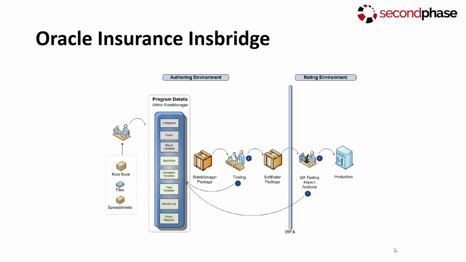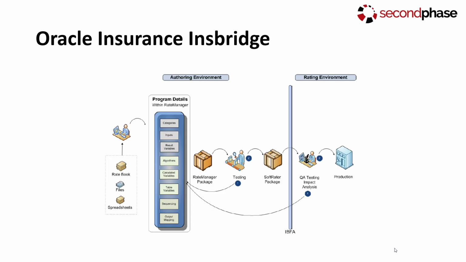All right, so this diagram here is just depicting the workflow of the rate management or rate creation programs and then being deployed into the various rating environments. So on your left-hand side, you have a business user or actuarial user designing or maintaining rates in the authoring environment, which is RateManager. And so they'd be creating categories and inputs and outputs and algorithms and various tables here. And then they would test their program or changes in the RateManager environment.